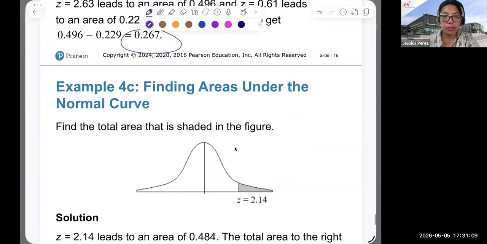Now, this one's a different one. Let's use a calculator to find the total area of, now what if it's on the positive side? So look at the z-score. It's not to the left, but to the right.